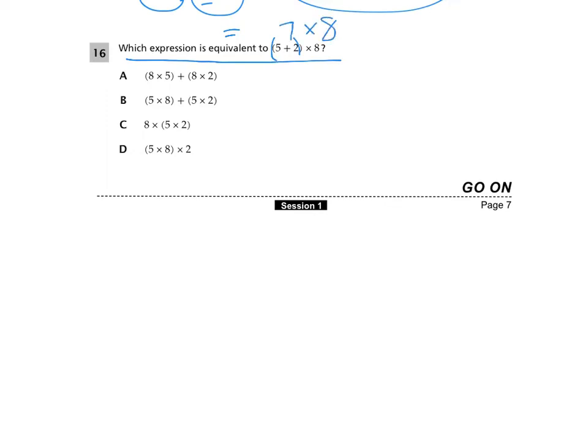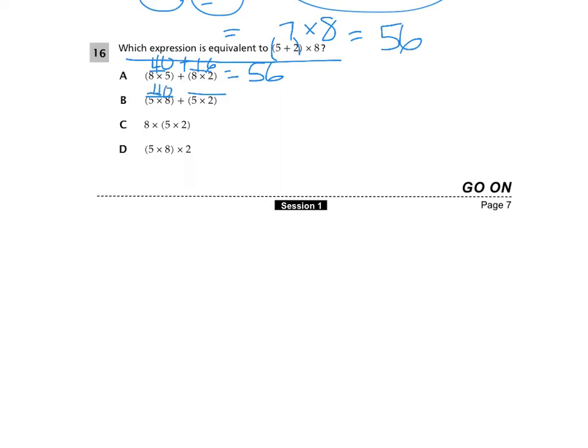If you don't know 7 times 8, do your 9 lines. That's 56. So I'm going to come down here. I'm going to answer each one of these and see which one gets me 56. Parentheses first, 8 times 5 is 40. 8 times 2 is 16. When I add that, I actually do get 56. If I made a mistake, I want to go ahead and just answer the rest just to check.